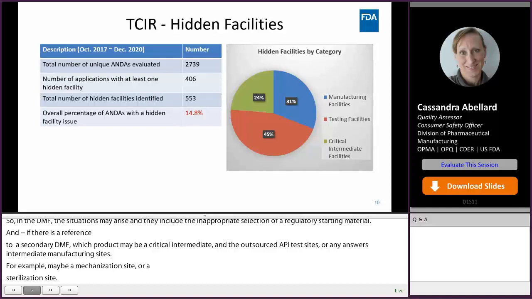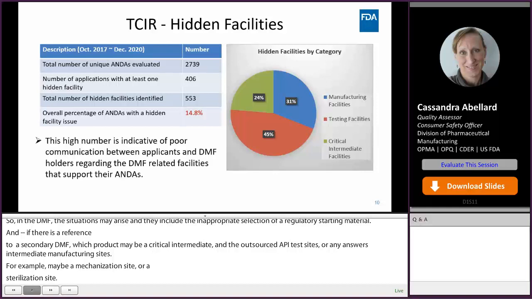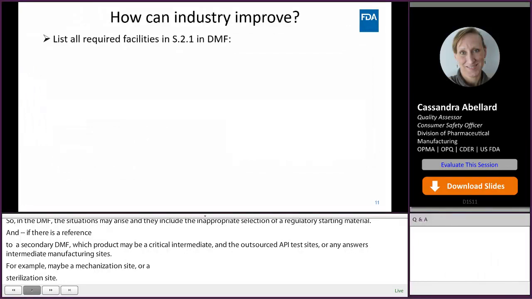Specifically, the types of hidden facilities can be broken down as 31% were manufacturing facilities that were hidden or missing from an application, 45% were testing facilities, and about 24% were critical intermediate facilities that were not listed. This high number is indicative of poor communication between the applicants and the DMF holders regarding the DMF-related facilities that support their ANDAs. So how can industry improve?